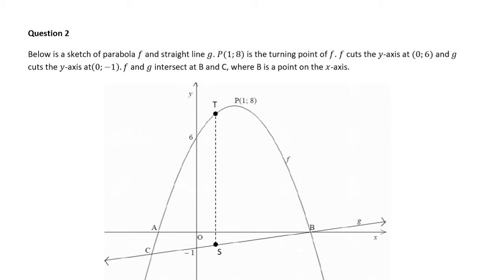Hi grade 11s, we're moving on to question 2 of our parabola and straight lines worksheet. So let's get going. This question says, below is a sketch of a parabola f and a straight line g. P is the turning point.